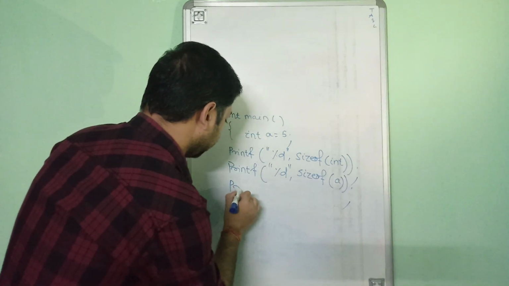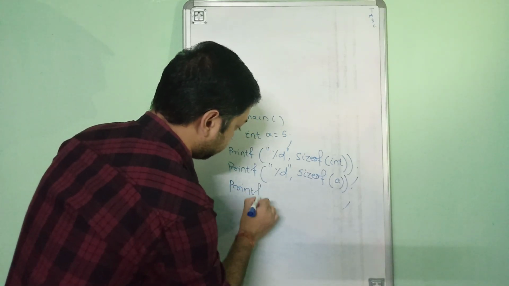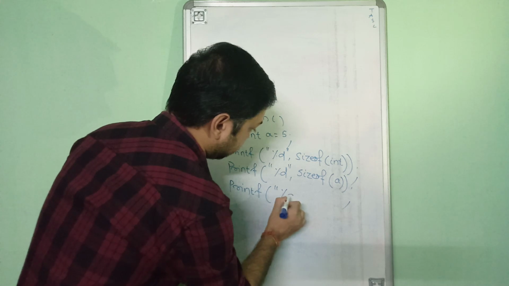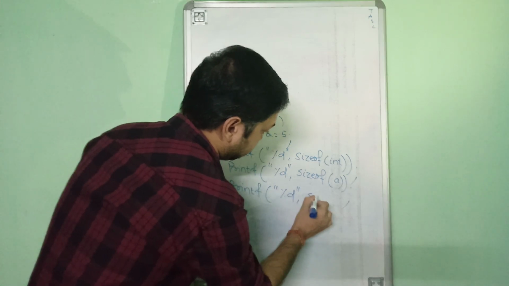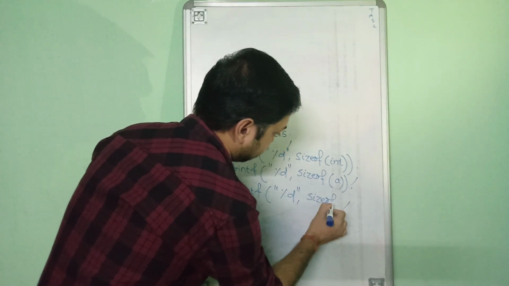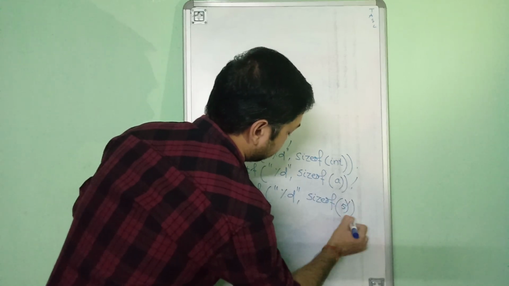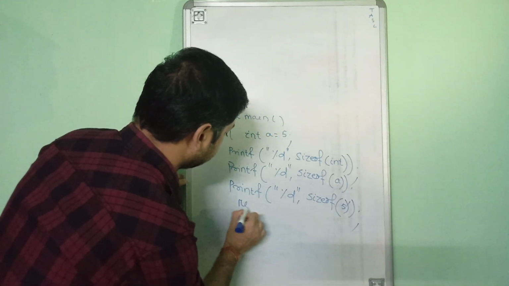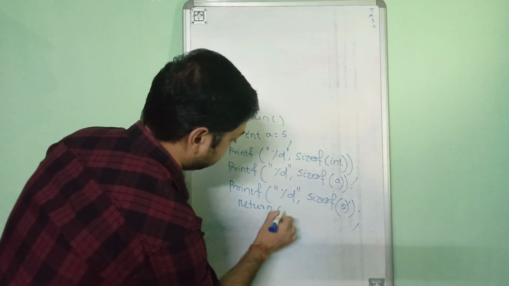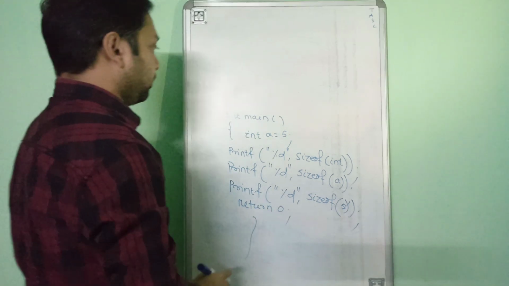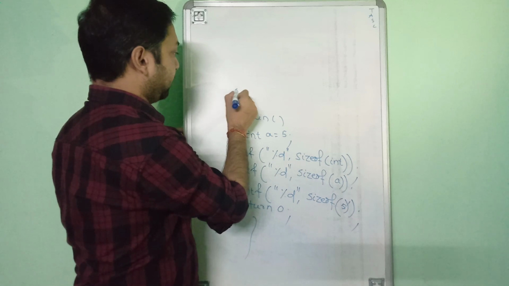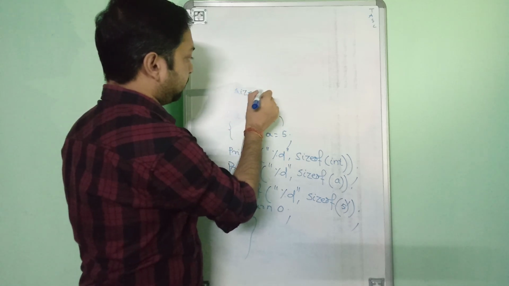Next one is printf percentage d, that is sizeof 5. Now see, this one is very simple, return 0. Now what is the sizeof operator? This is a simple example of your sizeof operator.